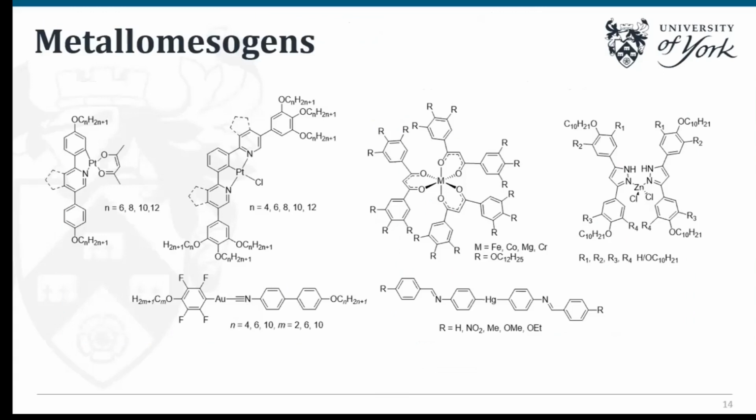And these are a few examples of various Metallomesogens. It's of great interest to introduce metals into liquid crystals because metals have particular properties. Some of them are magnetic. Transition metals often have more than one oxidation state. So if you introduce them to a molecule, you can introduce redox properties to the molecule.